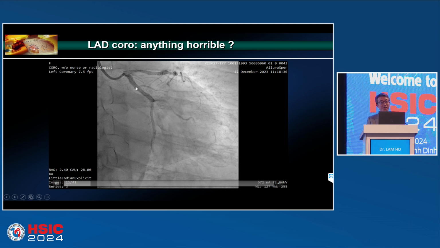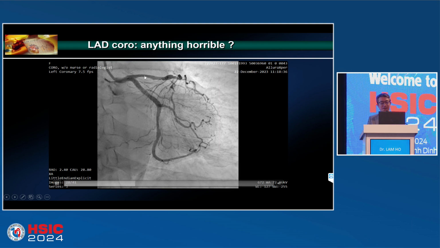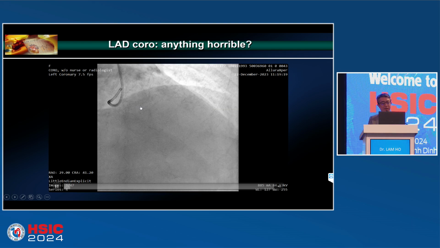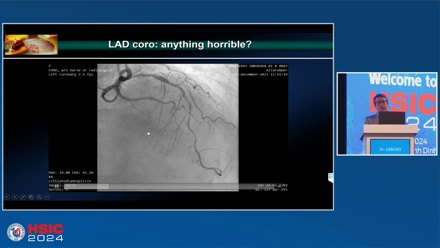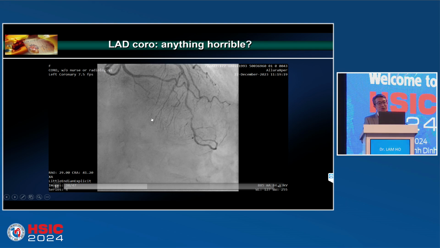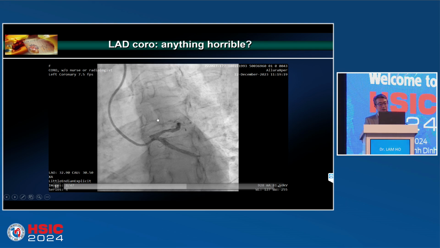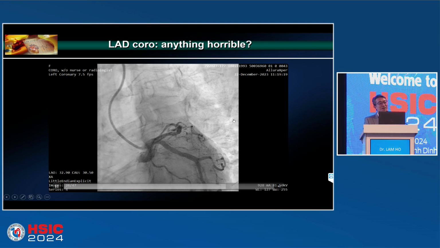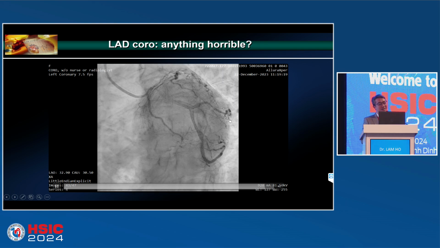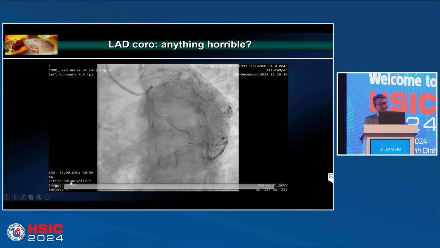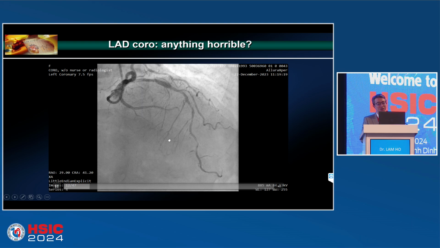See it again. Can you see? No, nothing. Okay, another view. Can you see anything horrible? Is it just a usual ACS case with a different view? Which part of the LAD is the most terrible, most horrible? Which lesion is most horrible?